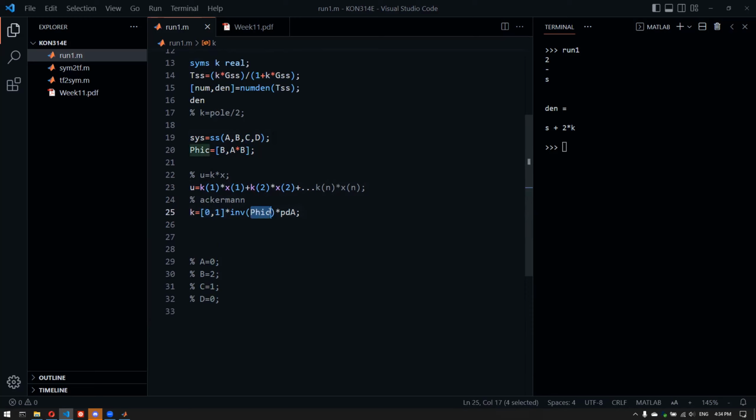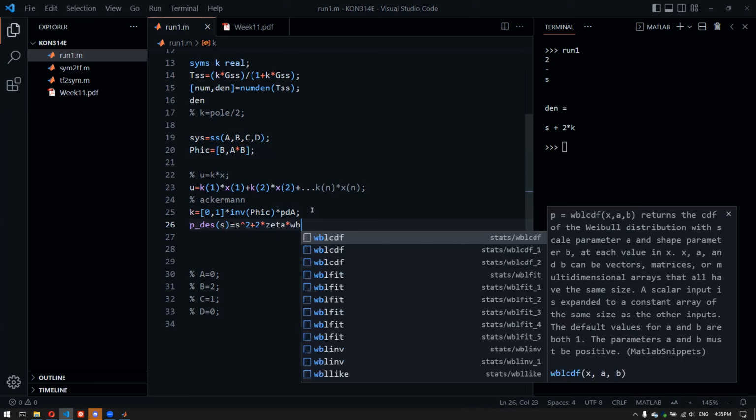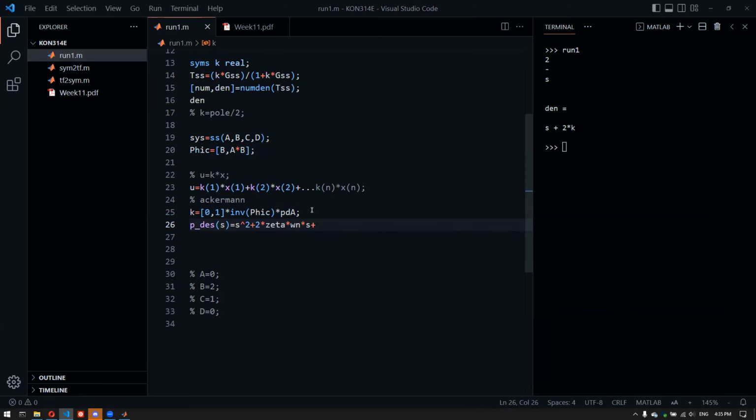And then I've talked about this phi c. I've already defined it. It's the controllability matrix, and we will take the inverse of that. Therefore, it is important to be able to take the inverse of phi c. And then we have something called PDA, which is basically the desired polynomial. P desired S, which we called S squared plus 2 times zeta times omega n times S plus omega n squared.